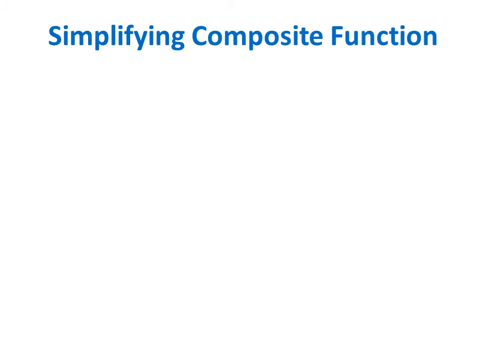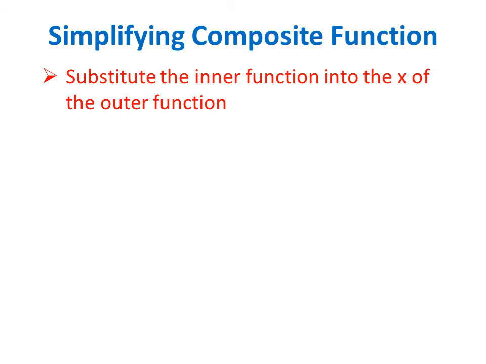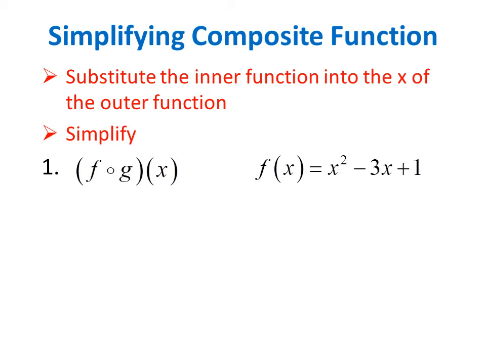This time, how do we simplify a composite function? We have to substitute the inner function into the x of the outer function, and then we have to simplify the resulting expression. First, how do we simplify f of g of x? Given that f of x is x squared minus 3x plus 1, and g of x is 2x plus 4.